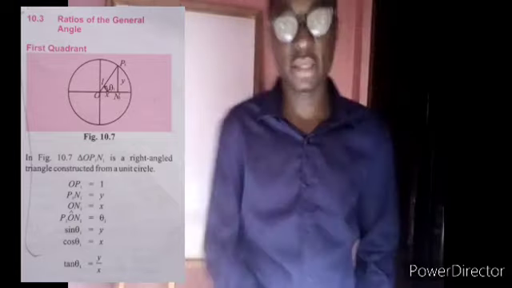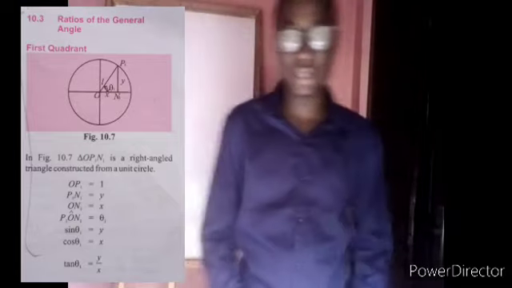So I want you to understand that this is the basic definition, and this is the explanation for why you have your sine positive, your cos positive, and your tan positive in the first quadrant. Let's move on to the next quadrant.